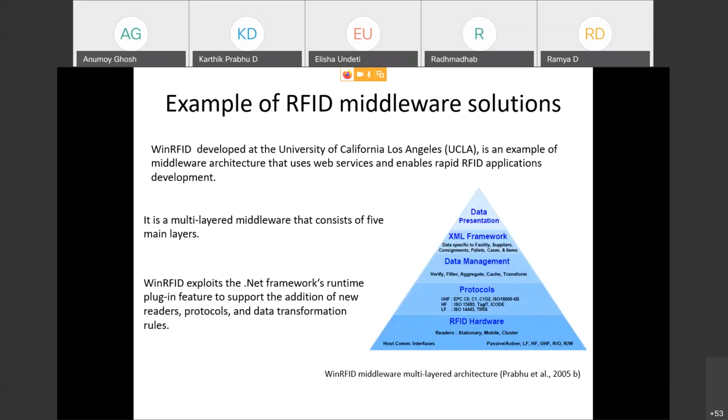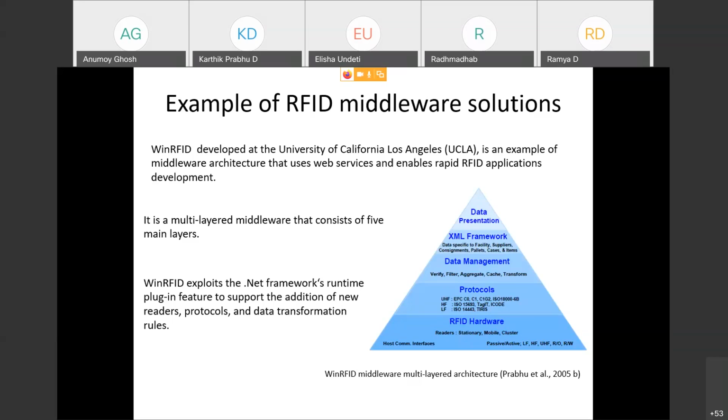Now this is one example of RFID middleware. It has been developed at the University of California. So see, the lowest level is the RFID hardware, from where the middleware will be retrieving the data. RFID hardware obviously means the readers, because the middleware will be interfacing the reader with the controller. As I told you in the previous lecture, there are 3 kinds of readers: stationary, mobile, and cluster readers. So for all kinds of readers, this will act.